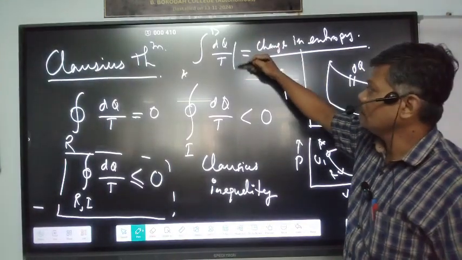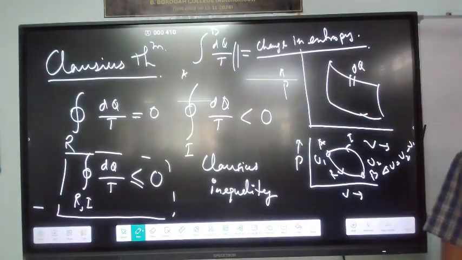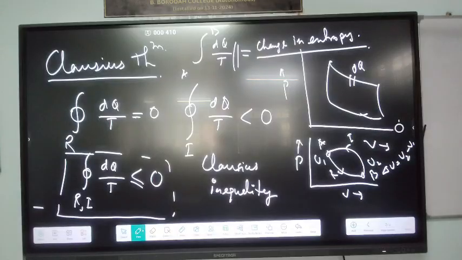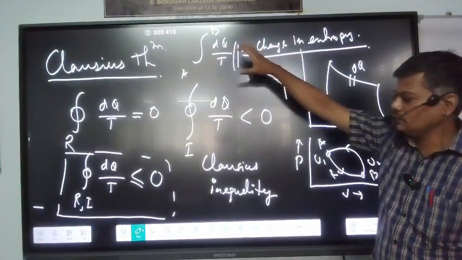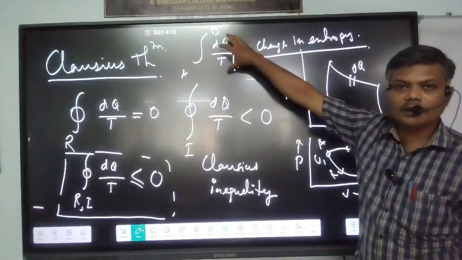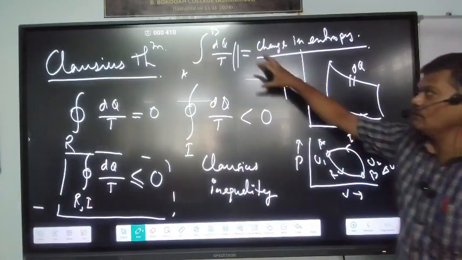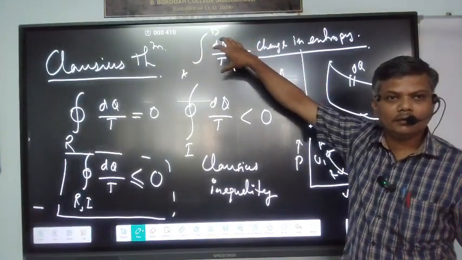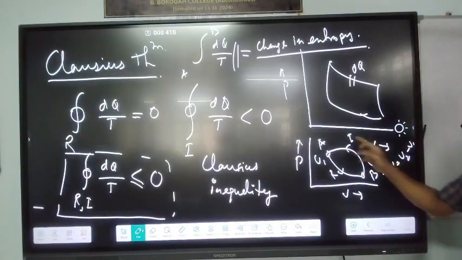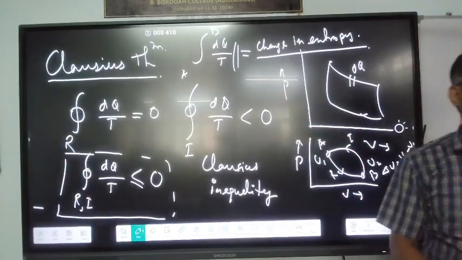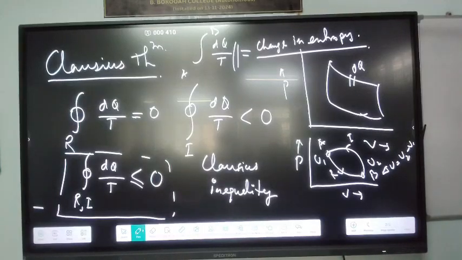This term is called the change in entropy. So this term is independent of the path. If you go from A to B, you will get this value, and if you go from B to A, you will also get this value. That means going from A to B the change will be dq by T, and coming from B to A also dq by T, the change will be same.